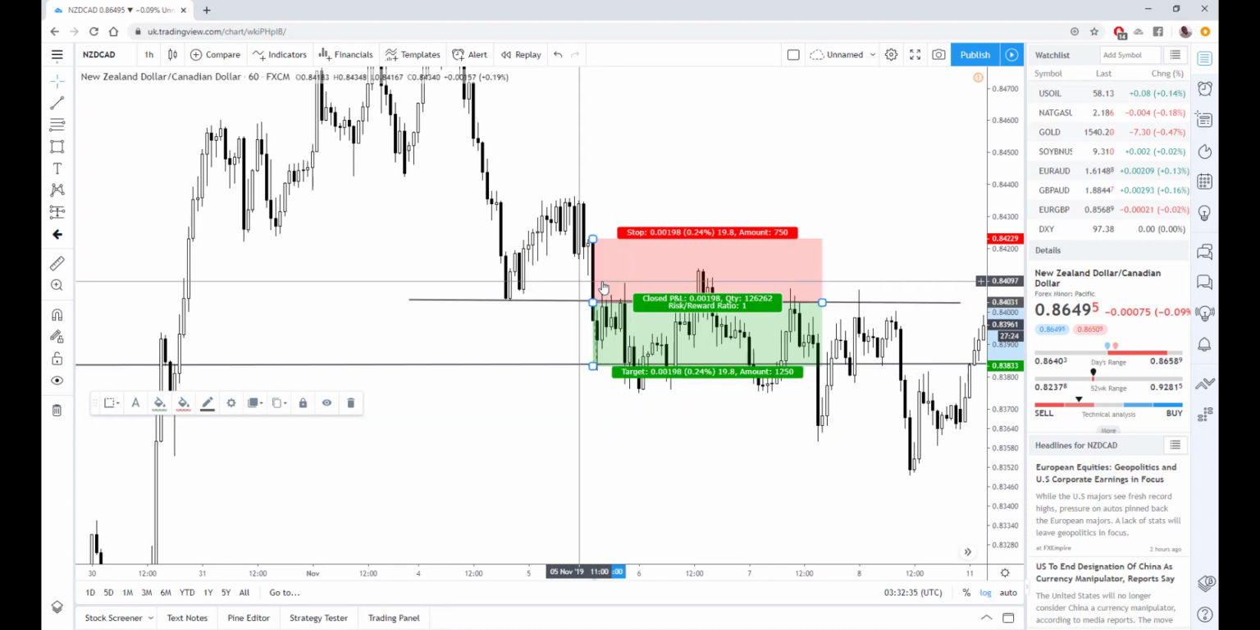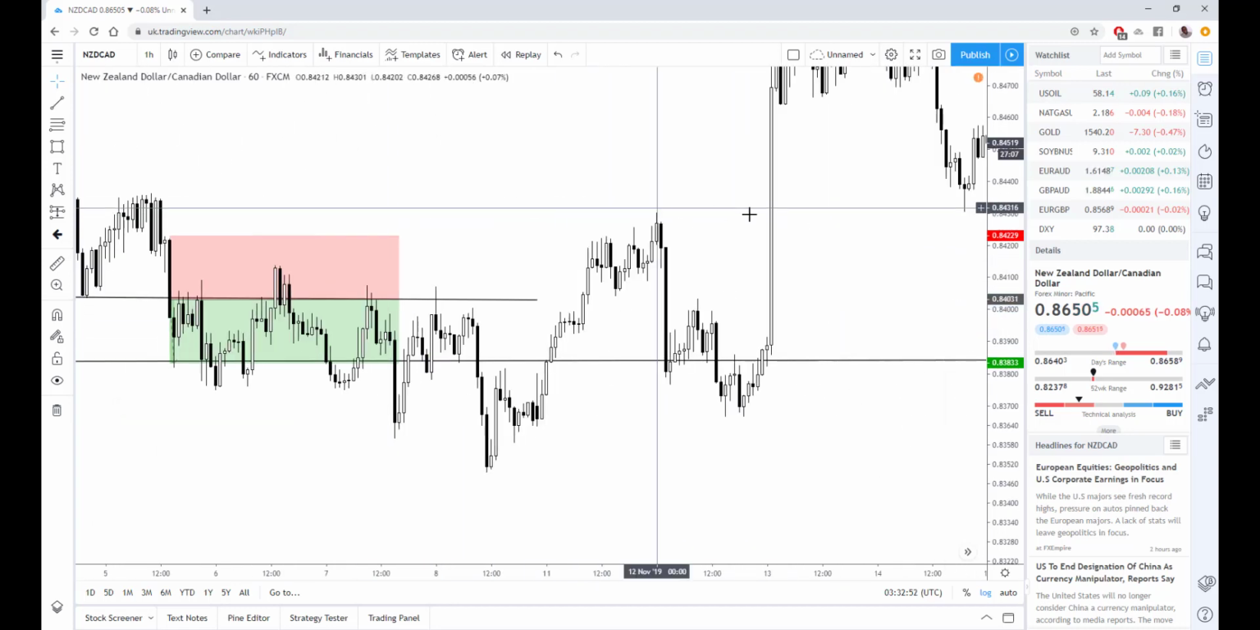That's a 1-to-1. Not bad. What drawdown would you have got on this? 0, because it went straight down. As soon as we broke, it went straight down to the 50%. Yeah, so that's another example.